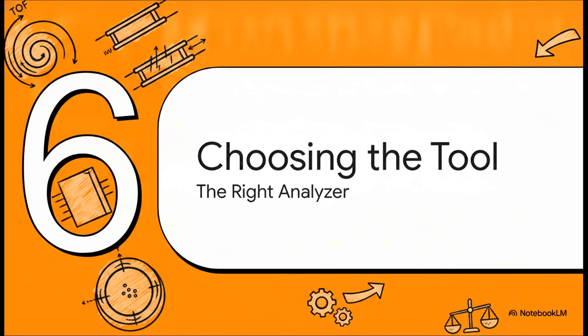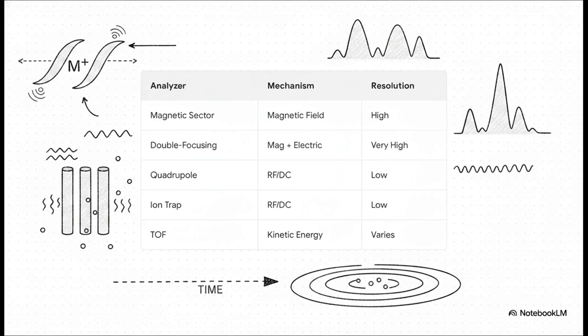Finally, Part 6, Choosing the Right Tool. Let's wrap things up and see how all these distinct mass analysis technologies actually stack up against one another. When we put all these options side by side, it becomes pretty obvious that there is no single perfect mass analyzer. Every single instrument represents a trade-off.